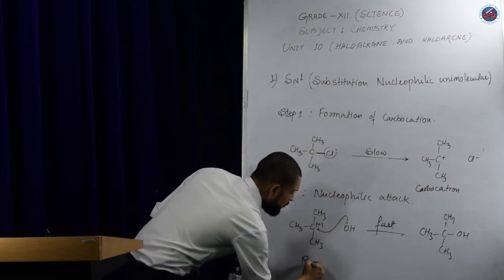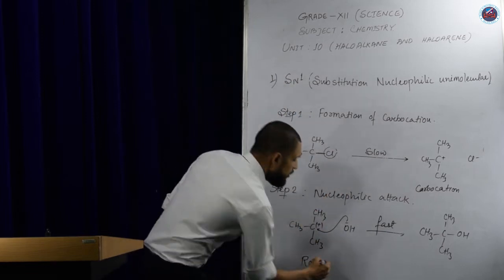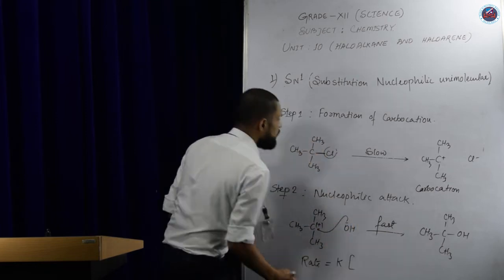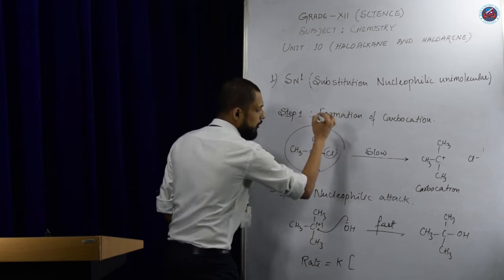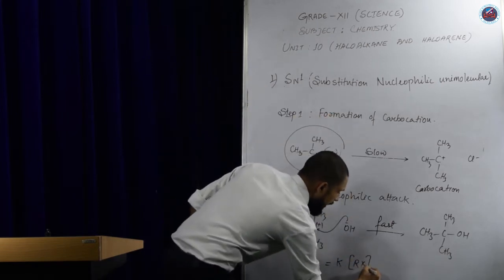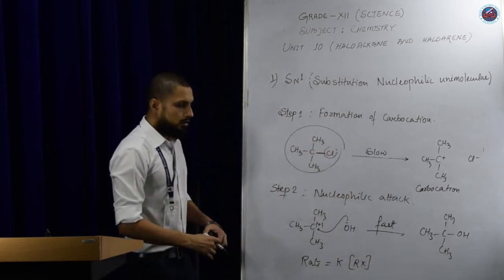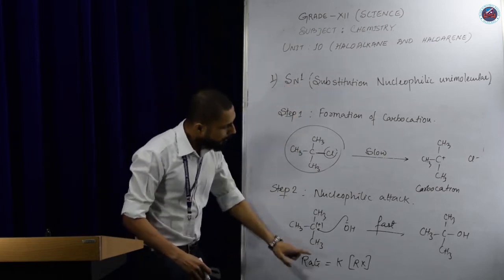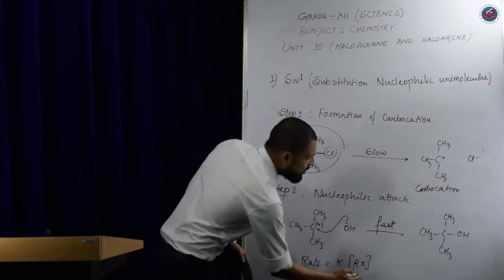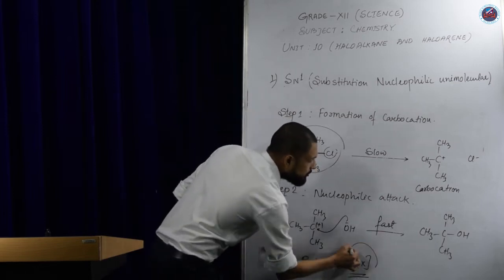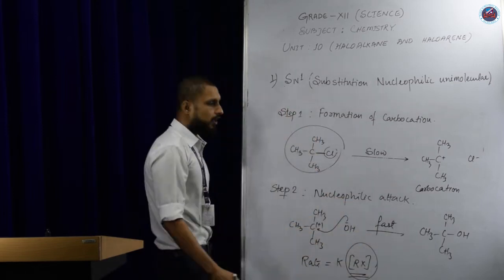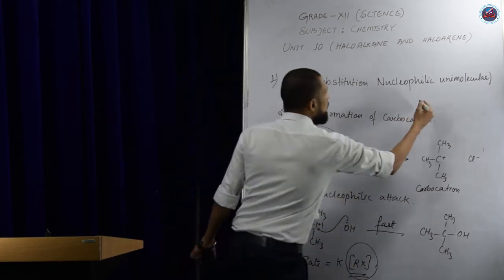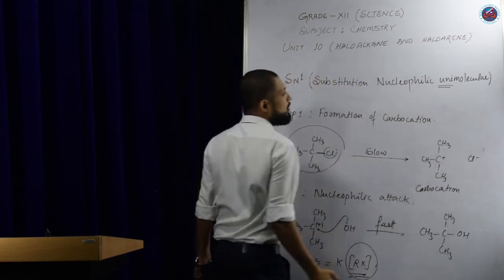So for this reaction, the rate will be rate constant times concentration of haloalkane RX. Now, for SN1 mechanism, the rate is only dependent on the concentration of haloalkane. That means only one molecule is involved. That's why it's known as unimolecular.